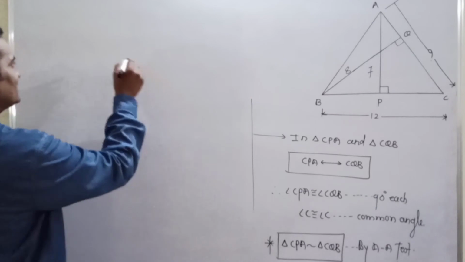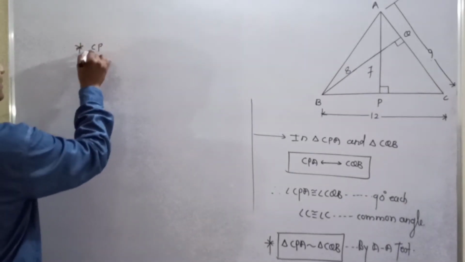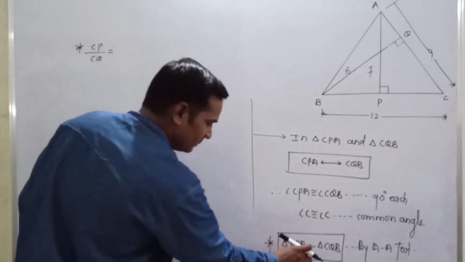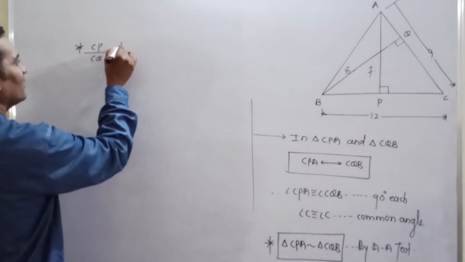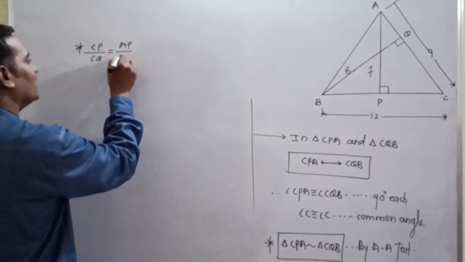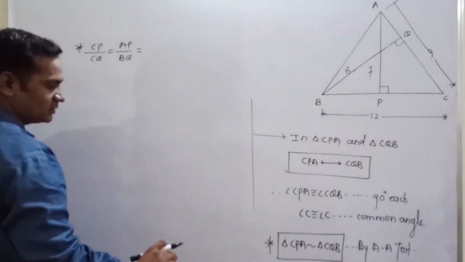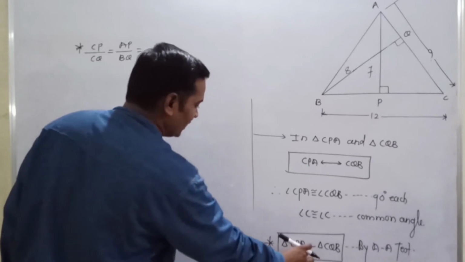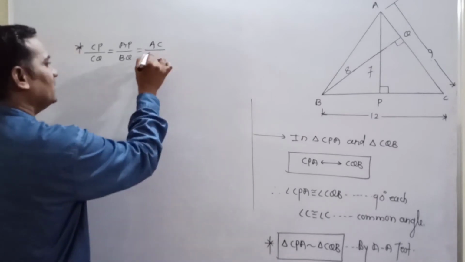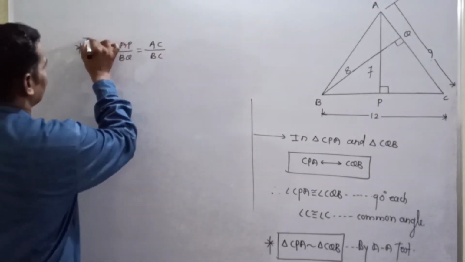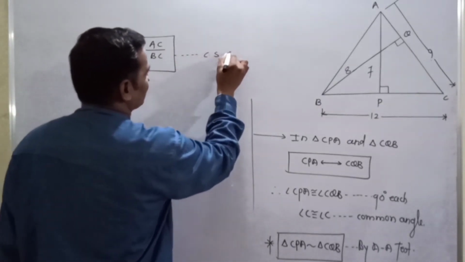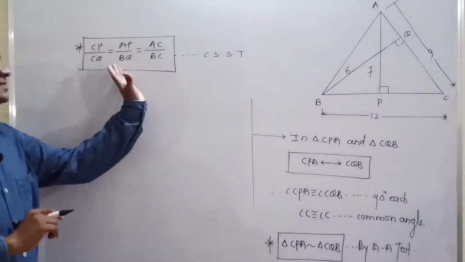So which are the corresponding sides? CP upon CQ is equal to, the second side is PA, that means AP, upon QB, or you can write BQ anyway. Now the third one is CA, that means AC, upon CB, that means BC. Now this is what? CSST, corresponding sides of similar triangles.